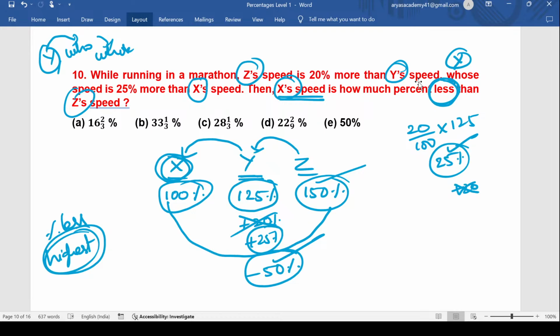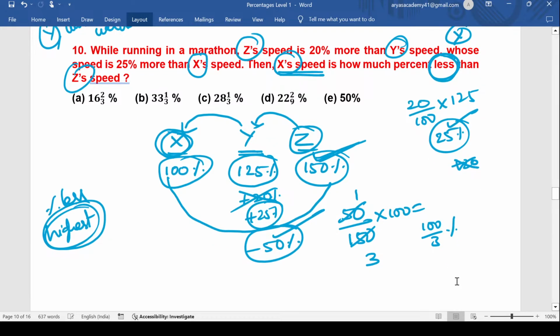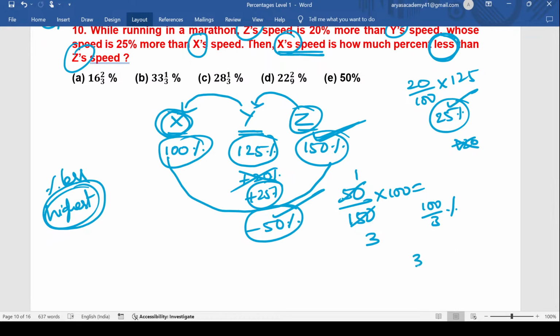Okay. So actually the value of x is 50% less than that of whom? Z. And the value of z is not 100. Value of z is how much? 150. So if you compare this 50 to 150 into 100, 50 exactly goes 3 times. 50 ones are 50, 50 threes are 150. 100 by 3% is the answer. But this is an improper fraction. If you convert this improper fraction into a proper fraction, it becomes 33 1 by 3%, which is option B.